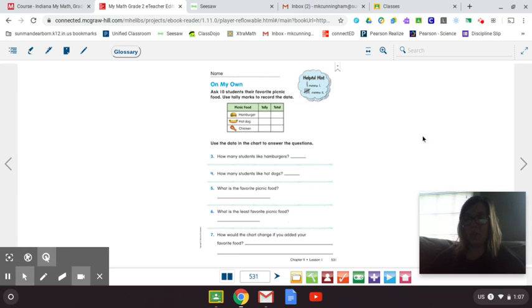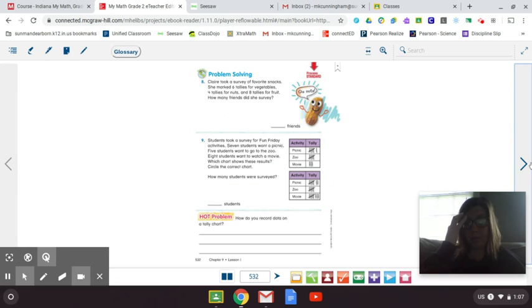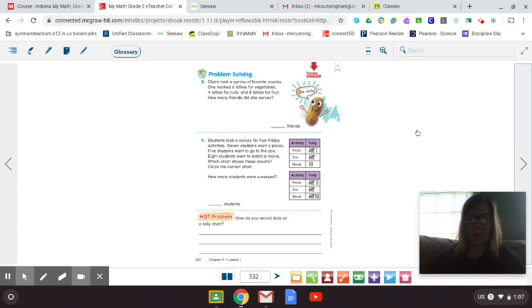All right, now let's go to the next page. All right, so we're doing a little bit of problem solving here, and it says, Claire took a survey of favorite snacks. She marked 6 tallies for vegetables. So I'm going to go ahead and do over here. You guys can do this closer, but I'm going to do 6 tallies over here. My stuff is so much bigger. Now I did 1, 2, 3, 4, 5, and then I'm going to start a new bracket, 6. And I'm going to write a V here because this is for vegetables.